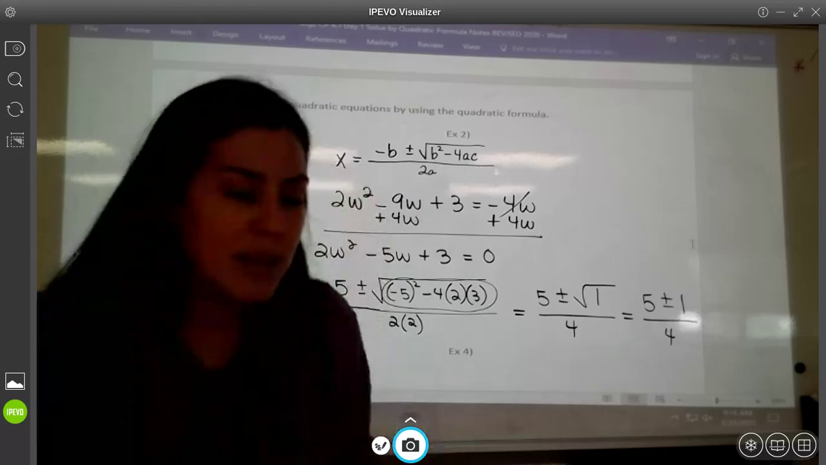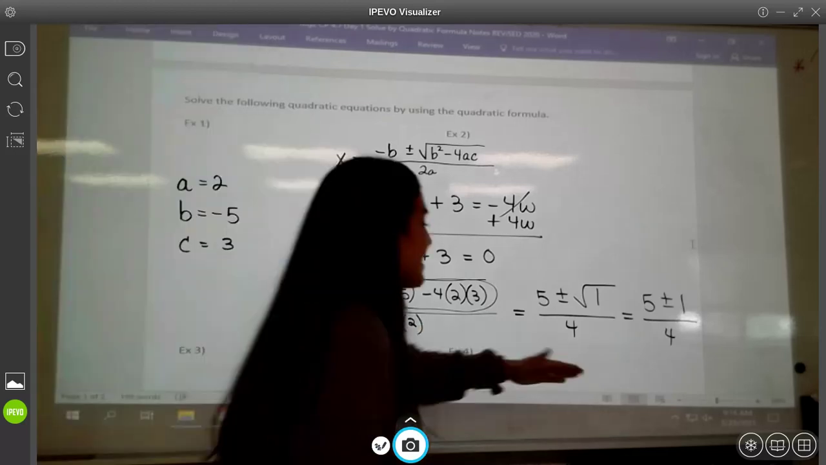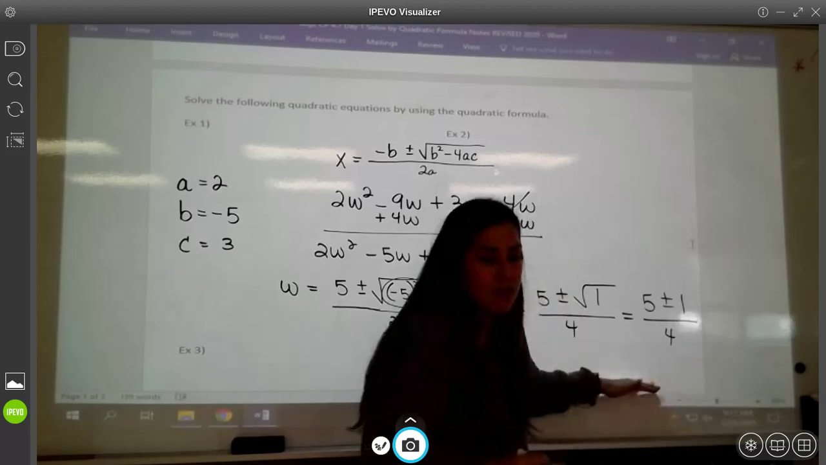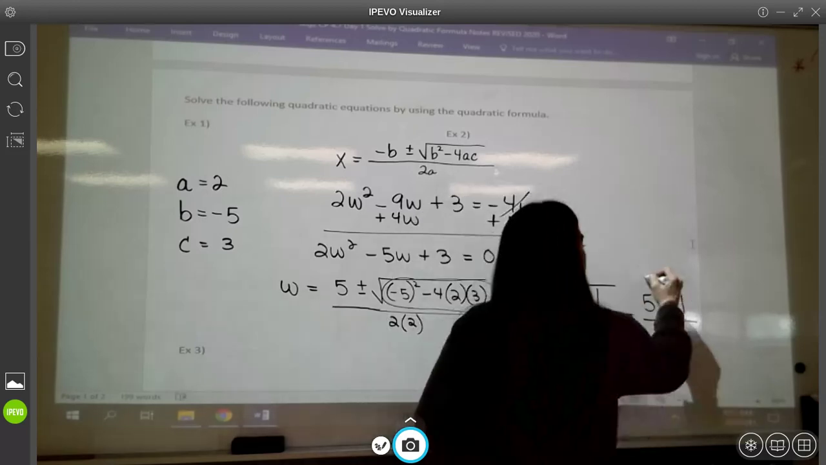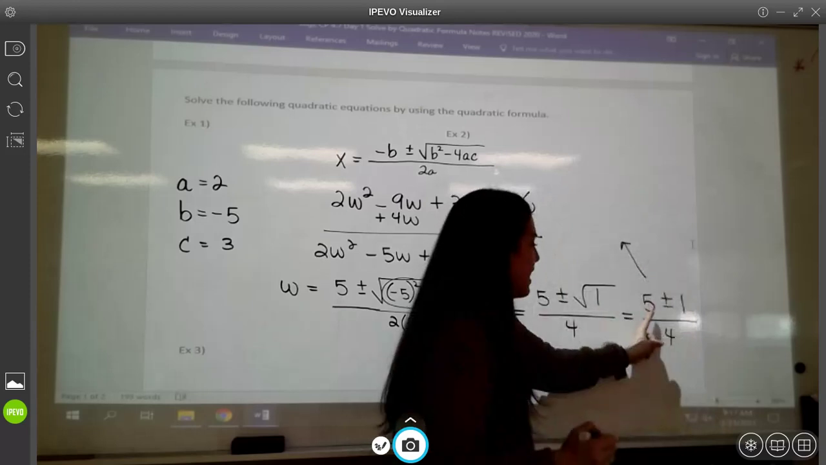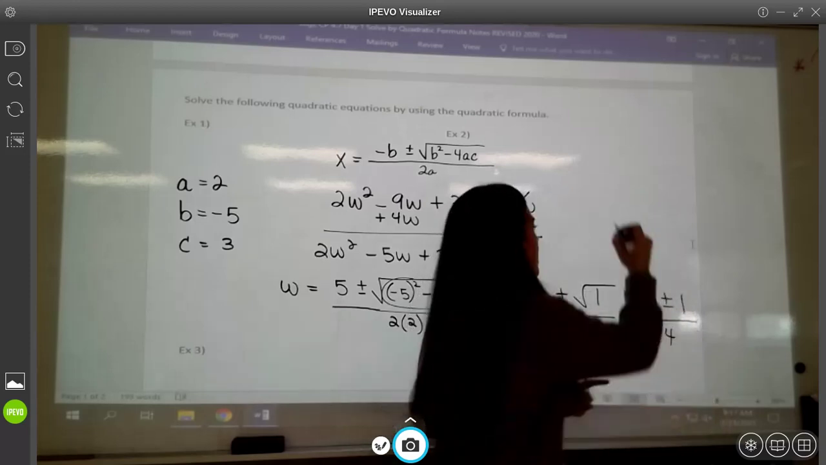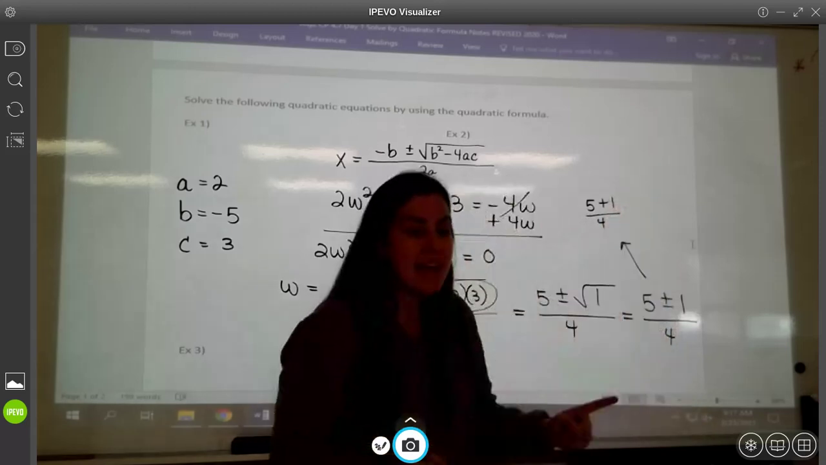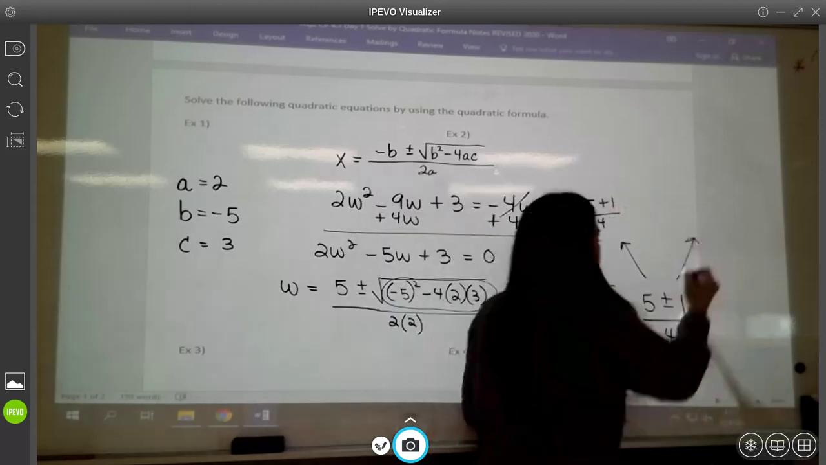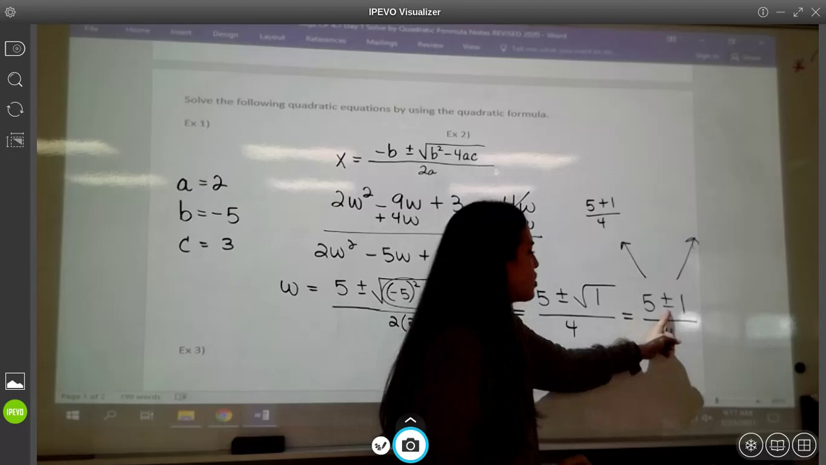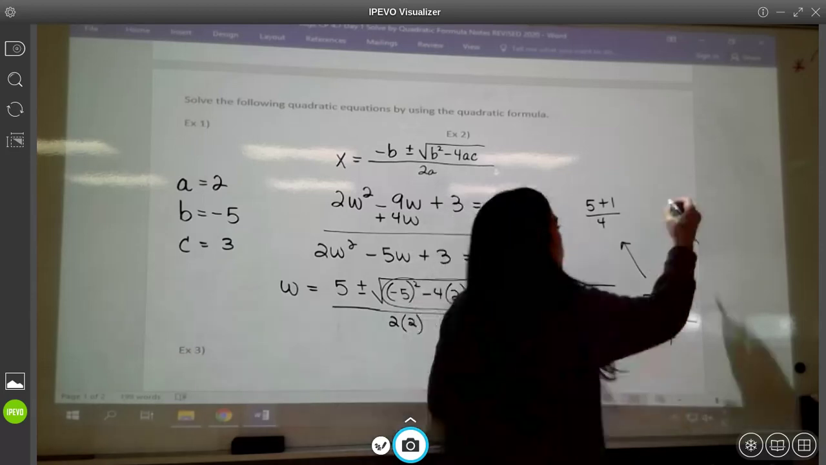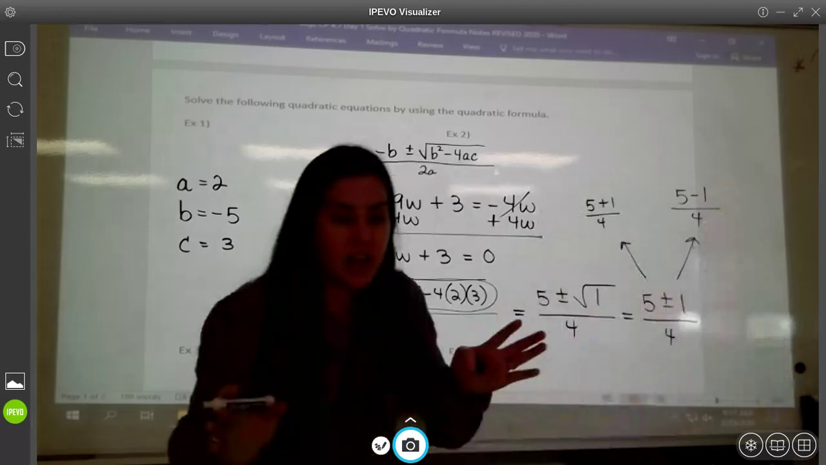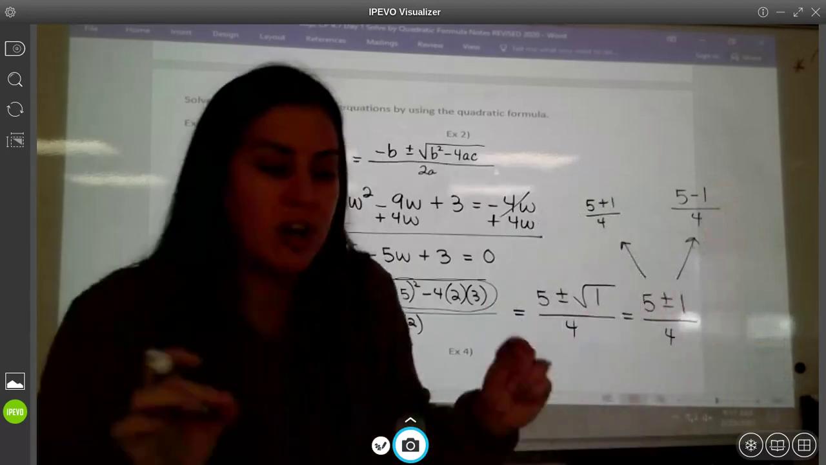So because I was able to get rid of that square root, guys, I can keep going. I can figure out what 2 answers I'm about to get. One answer is going to come from when I take 5 and add 1 with it, and then divide it by 4. My second answer is going to come from when I take 5 and subtract 1 and then divide by 4. We're going to split up that plus or minus sign to create 2 different answers.